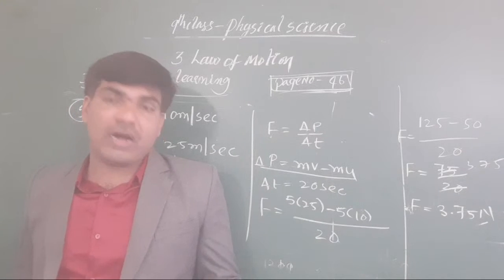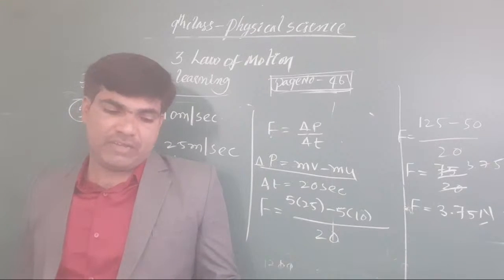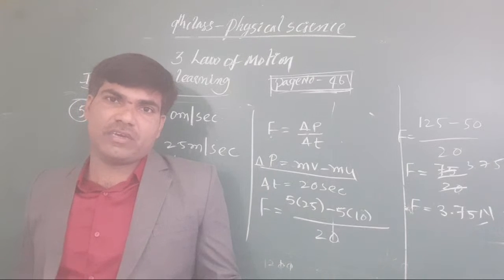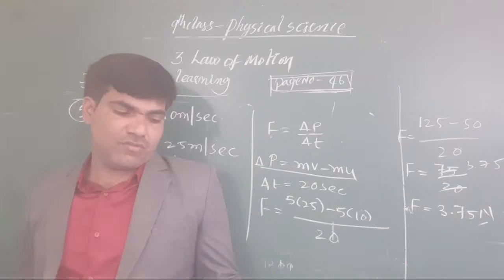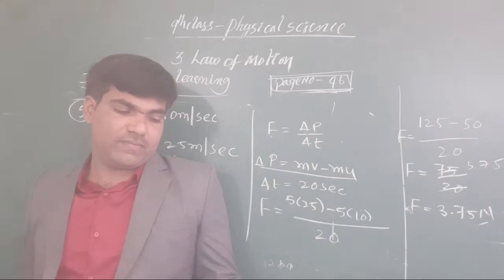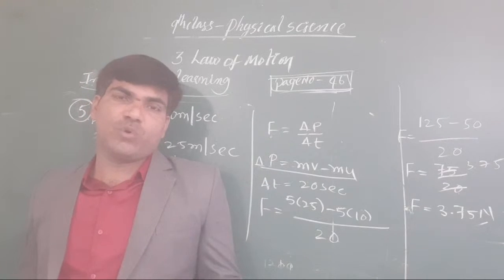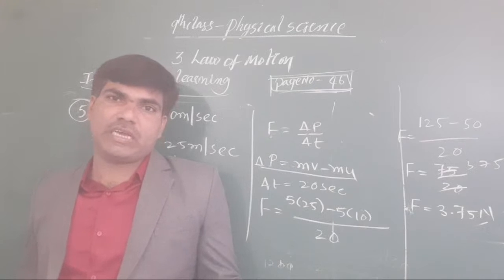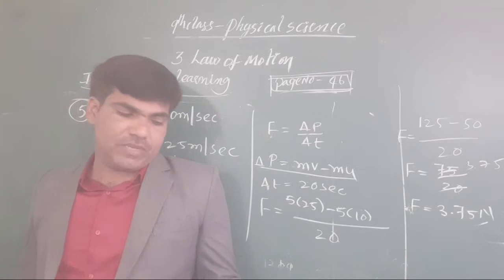An object of mass 5 kg is moving with a velocity of 10 meters per second. A force is applied so that in 20 seconds it attained a velocity of 25 meters per second. What is the force applied on the object?